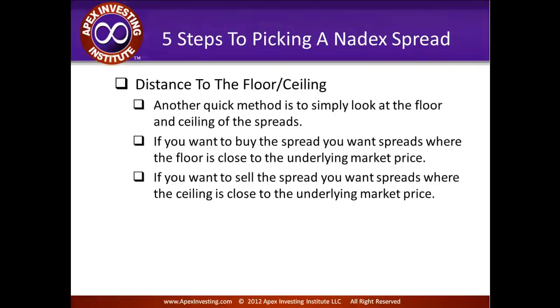Another easy way to help you quickly narrow down which spread that you want is to simply look at the distance to the floor and the ceiling in relation to where the spread's price is. Because if you want to buy the spread, you want a spread where the floor is close to the underlying market's price. Meaning, I want there to be as little risk as possible because I can't lose money below the floor on a spread. So I want that to be as close as possible to that floor because that limits my risk. Well, maybe I'm selling the spread. Well, then I want the spread where the ceiling is really close to the underlying market's price. Again, if I'm selling the spread, I can't lose money above the ceiling. So the closer it is to the ceiling, that can help lower my risk.